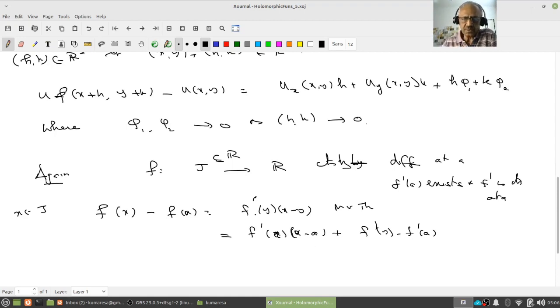But that is equal to, add and subtract this, f dash of y minus f dash of a plus f dash of a, times x minus a.